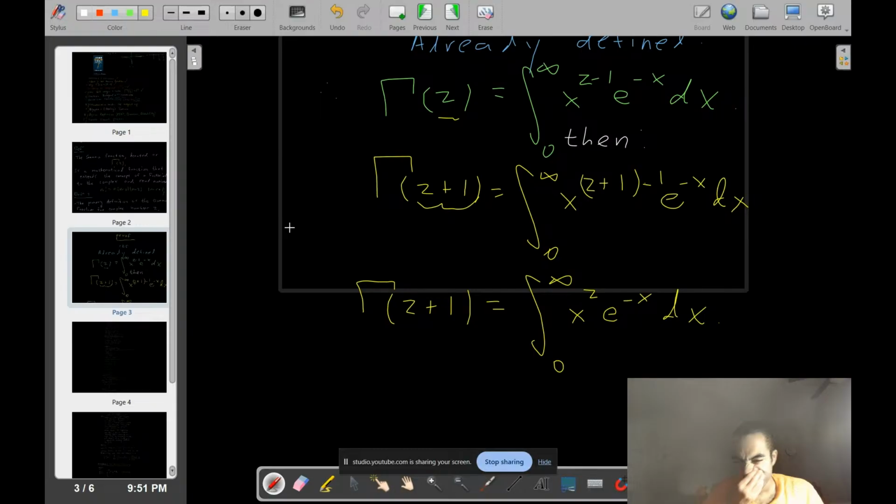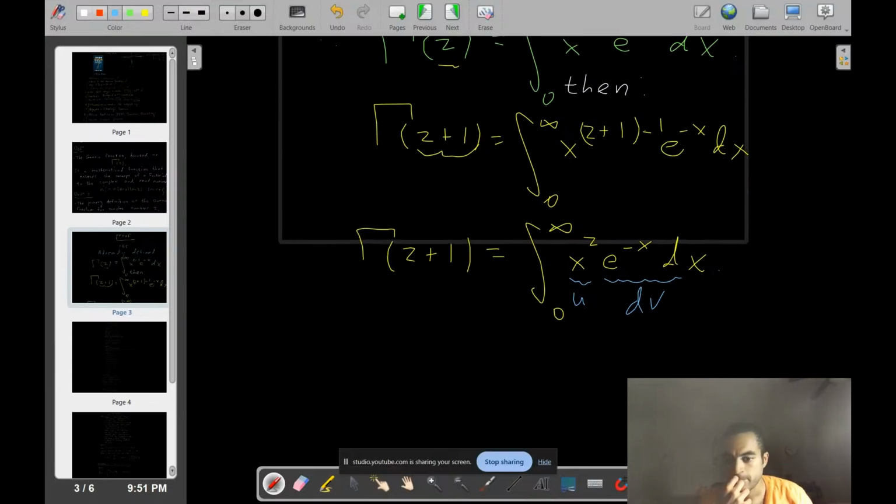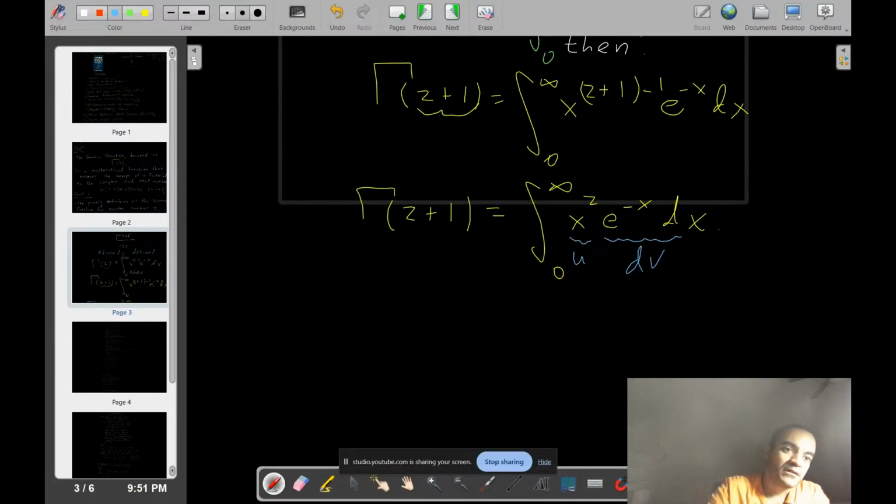So the way you do it is, anytime you have a product of two functions, here we have x to the z and e to the negative x multiplied by each other, not all the time, but most of the time, you want to use something called integration by parts. It is split up like this: one part is your u, the other part is your dv. Your dv is your differential part. And quite often, we want to know what our u and our dv are.